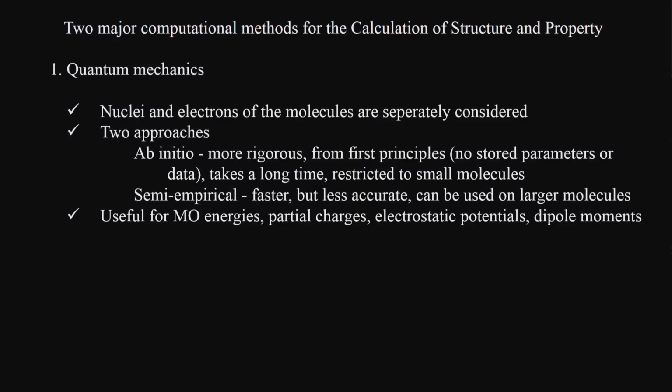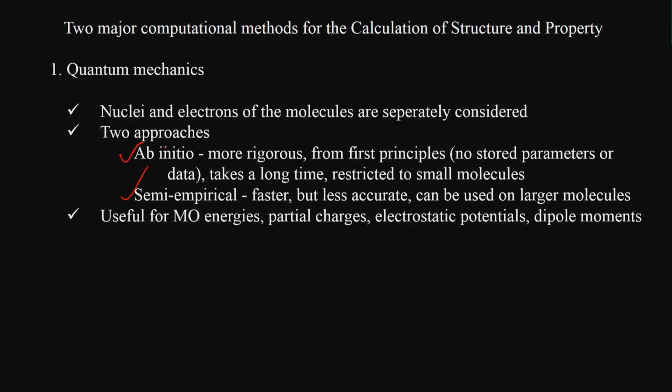One is called the quantum mechanics approach. In quantum mechanics the nucleus and electrons of the molecules are separately constituted. That means you look at electrons separately, nucleus separately. There are two approaches here. One is called the ab initio method, the other one is called the semi empirical method. The ab initio method is very rigorous, it requires a lot of calculations, there are no stored parameters, it takes a long time, it can be used only for small molecules, tens of atoms.